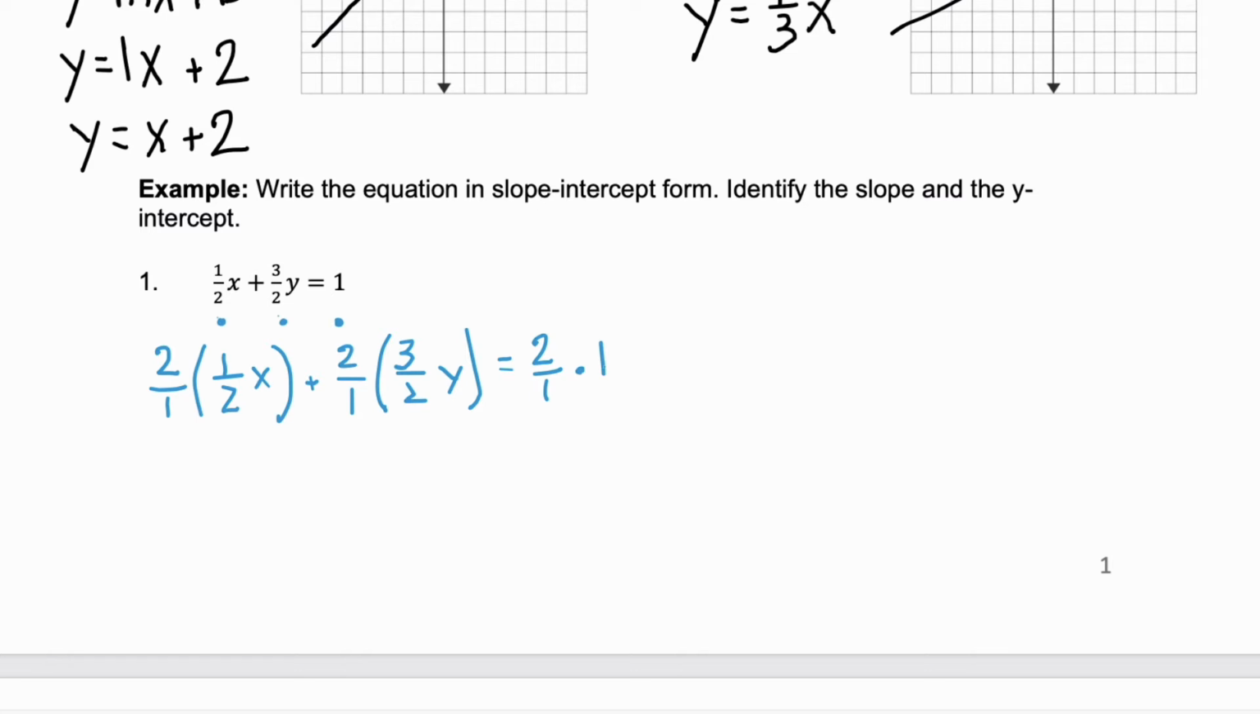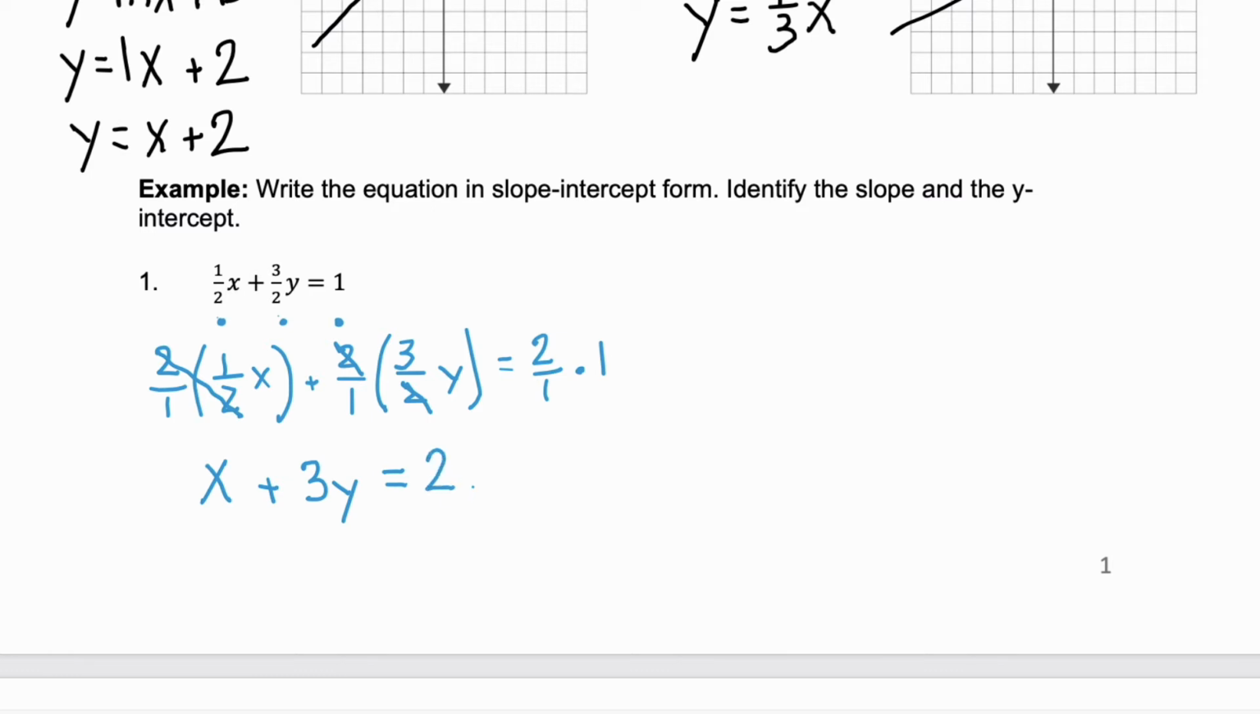Remember, since we're multiplying all of the terms by the same thing, we're not changing the equation. So our first term, 2/1 times 1/2, those simplify, and we're left with x. Our second term, the 2 in the numerator, simplifies with the 2 in the denominator, leaving us with 3y. And then on the right-hand side of the equal sign, 2 times 1 is 2.